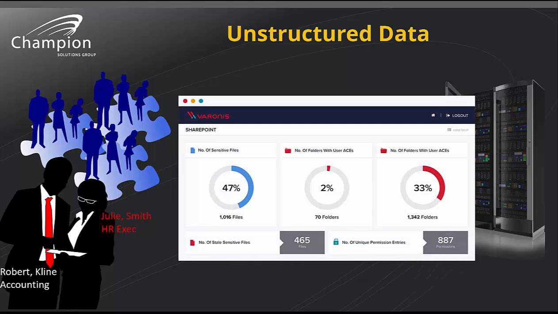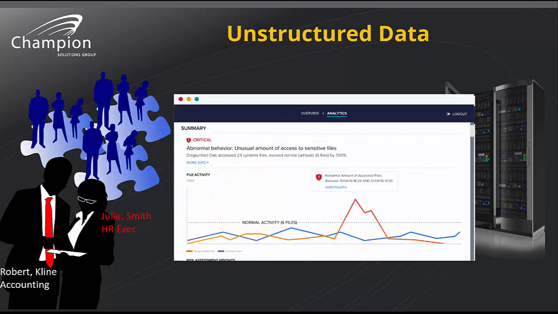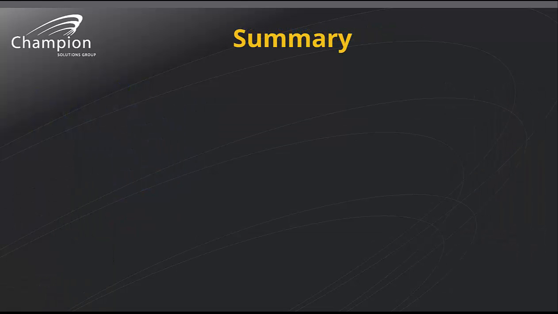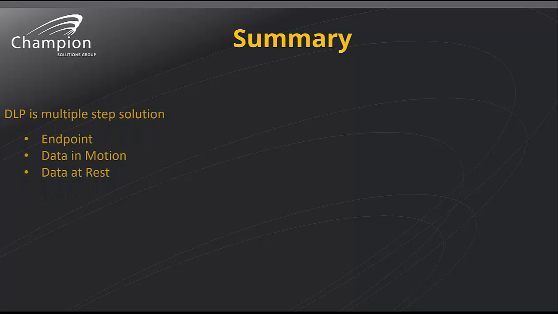In this case, we have to look at tools that can help us look for sensitive data, look at where that is, who has access to it, and add on top of that analytics or user behavior analytics to find what users normally do and alert us when something is outside of the norm. So in summary, as we stated, a DLP is a multi-step solution where we have protection on the endpoint, we have to look at data in motion, and of course we even have to look at data at rest. We have to do this on-premise and in the cloud.